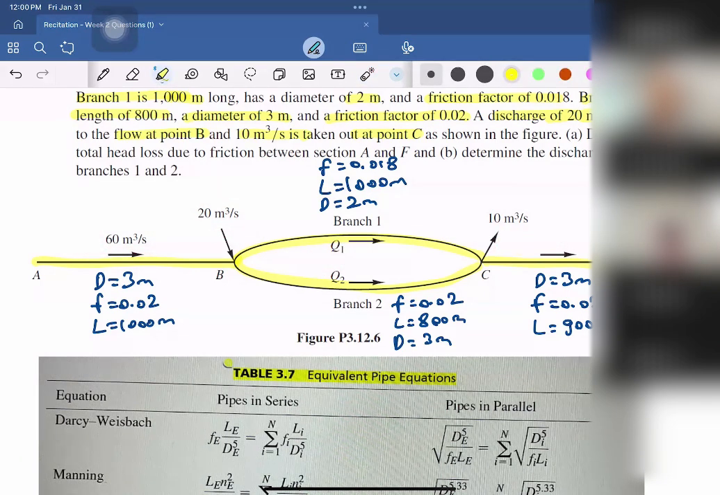Okay, so in the question, first of all, we need to find the head loss due to friction between section A and F. So the total head loss, we don't have minor losses here. And secondly, we need to find the discharge in each of these branches, which is branch 1 and branch 2.